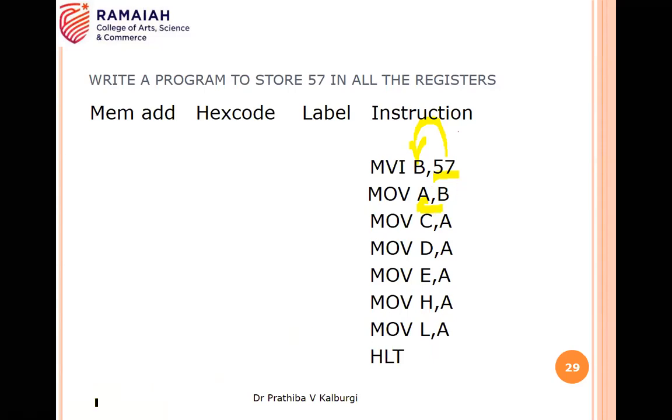Or you can even write it in another way. We have written it as move B comma A. The third instruction, you can write move C comma A. Then instead of A, you can write D comma C, or E comma D, or it can be H comma E, then L comma H. That is also correct. So in whichever way you want, you can write the program.